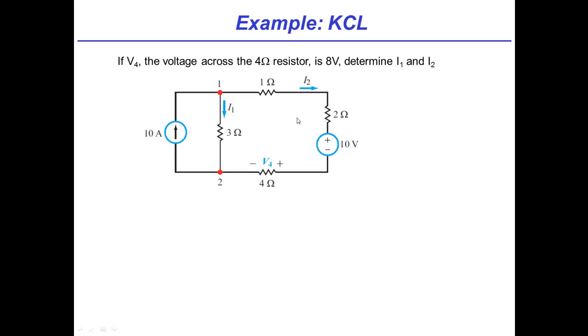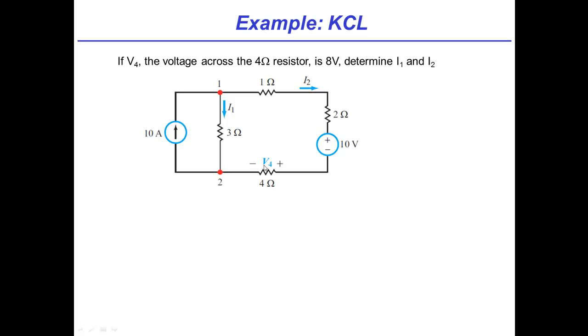And for our problem, we've been conveniently given labels. So we are told that I1 is defined as positive going down the direction of this arrow, and I2 is defined as positive going to the right. This is purely arbitrary. I could have made the problem with I2 pointed to the left if the arrow was pointed the other way, and you could solve it as well. And also, I'm told that V4, which is the voltage across this 4 ohm resistor, is defined as positive from this plus to this minus.